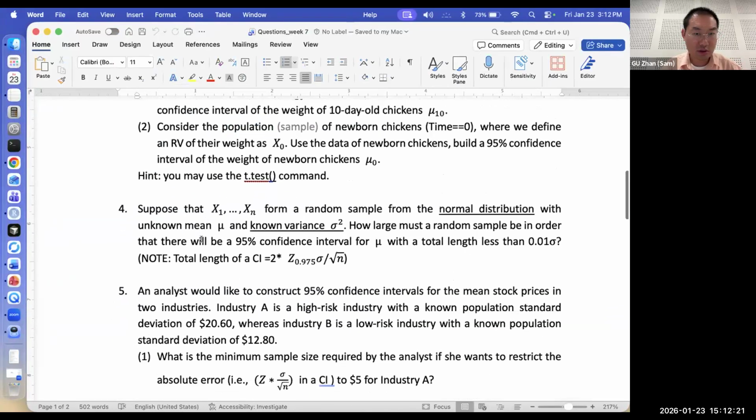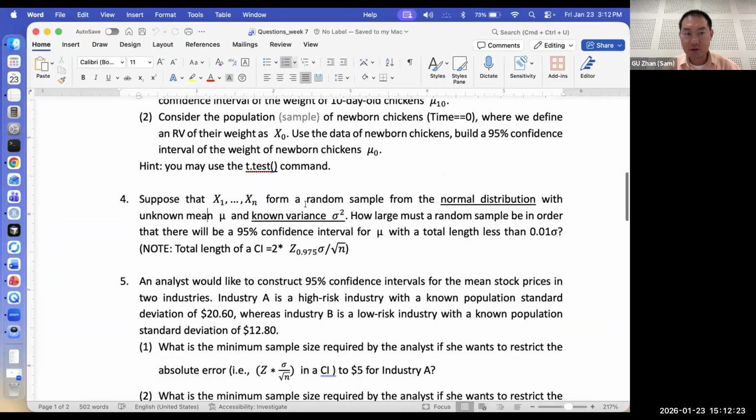Suppose we have a random sample from a normal distribution with unknown mean value and known variance. Known variance and normally distributed, so that's a z distribution. How large must a random sample be? We are finding the n so that the 95% confidence interval has a total length less than 0.01 sigma.